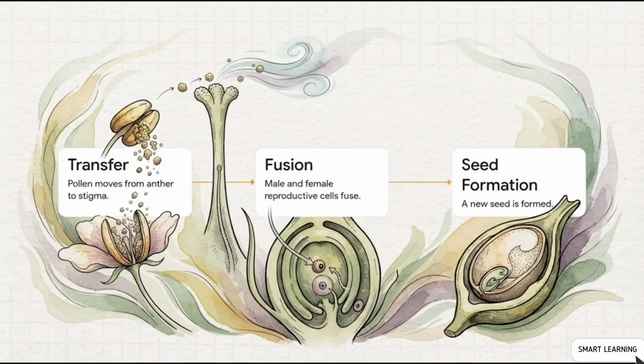Okay, so sexual reproduction happens in a very specific three-step sequential journey. Step 1, pollen transfers from the anther to the stigma. Step 2, once it gets there, the male reproductive cell carried by that pollen fuses with the female reproductive cell hiding inside the ovule. And step 3, because of that cellular fusion, boom, a brand new seed is formed.